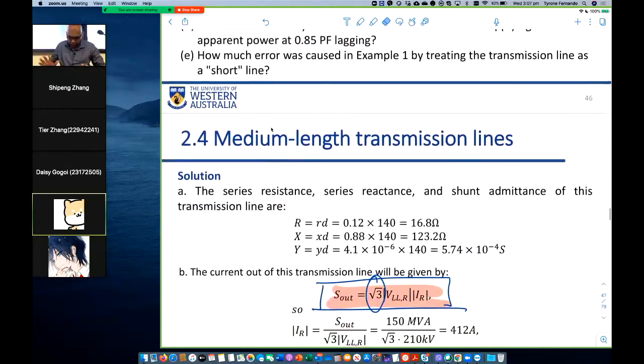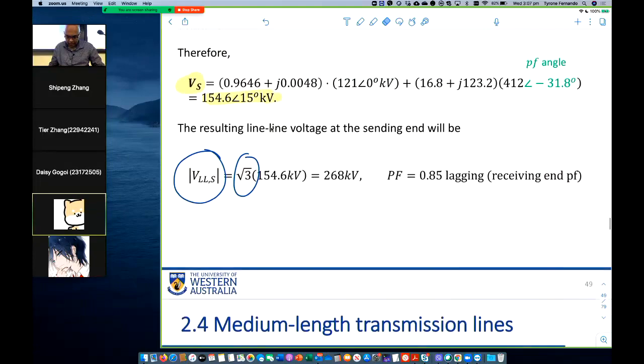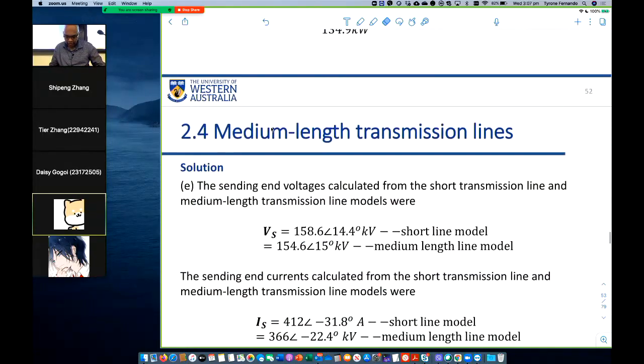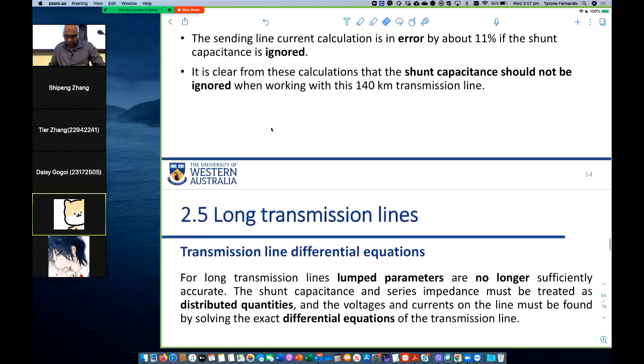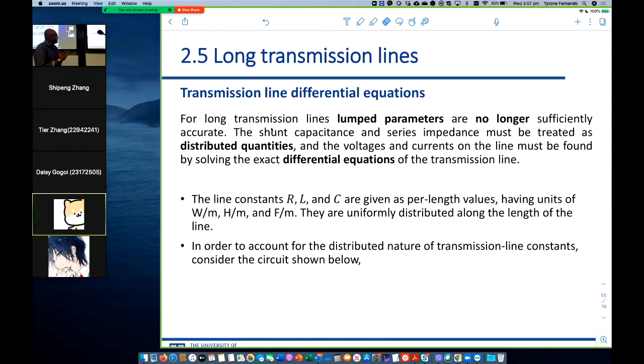So you have seen the medium length transmission line, so I assume that Lujin has gone through this. So what we need to cover in this lecture to complete this section is the long transmission lines.